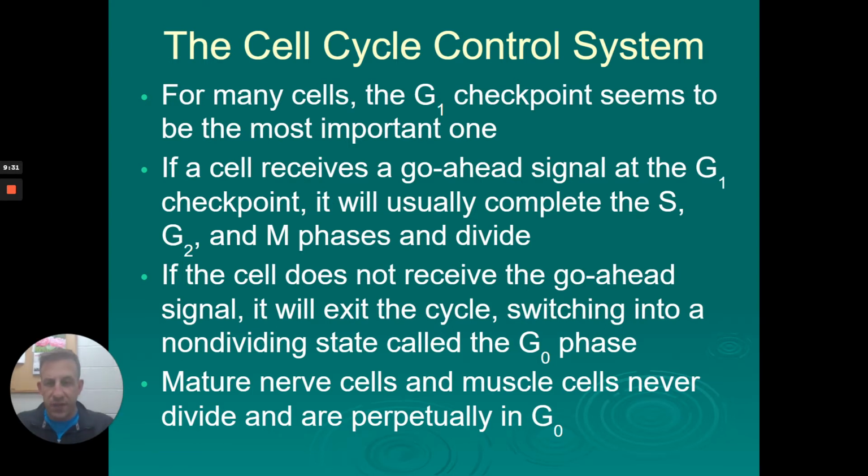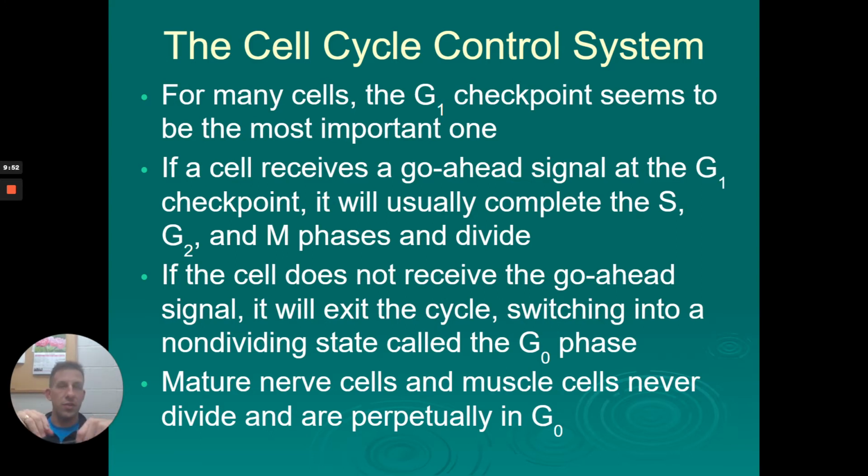So the G0 phase is really more than anything a state of the cell where it can just take a breather and figure out what went wrong, try to fix it, and if it can fix it, then it'll go back to doing what it was doing. Okay. Now there are some cells that are perpetually in G0 phase in our bodies.